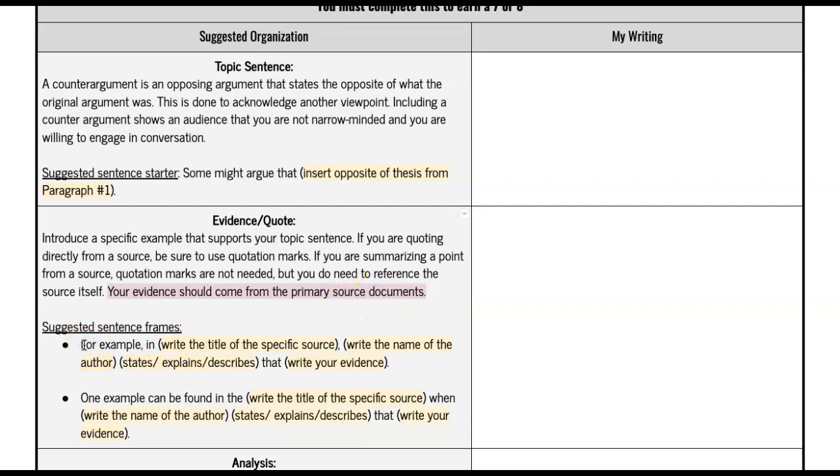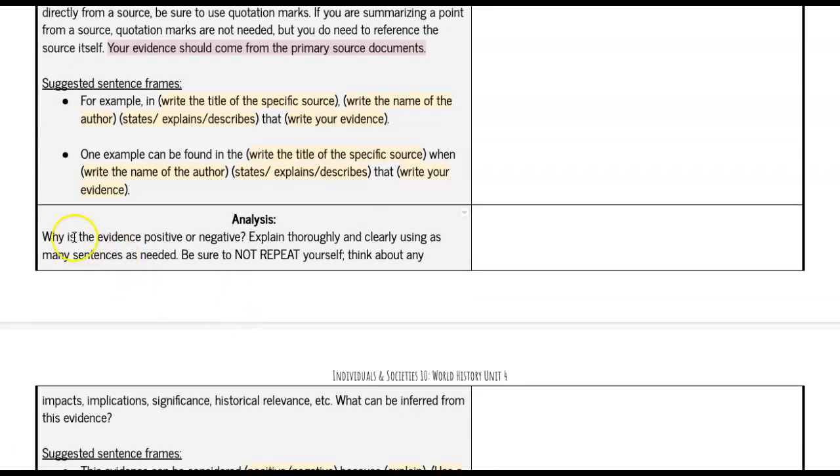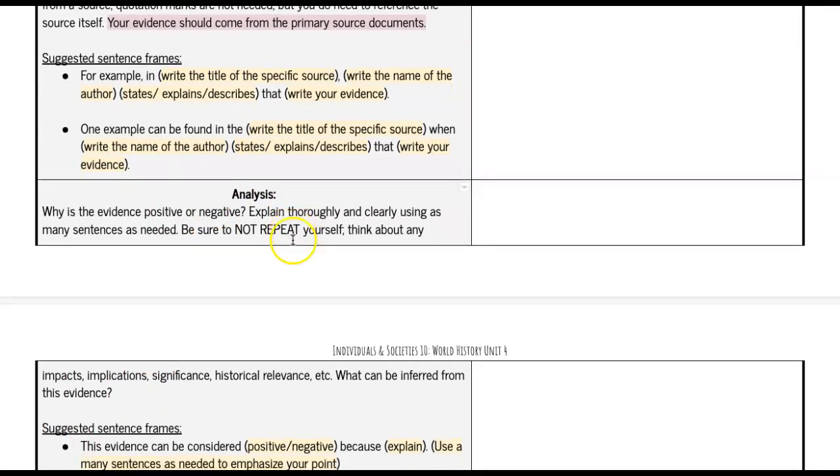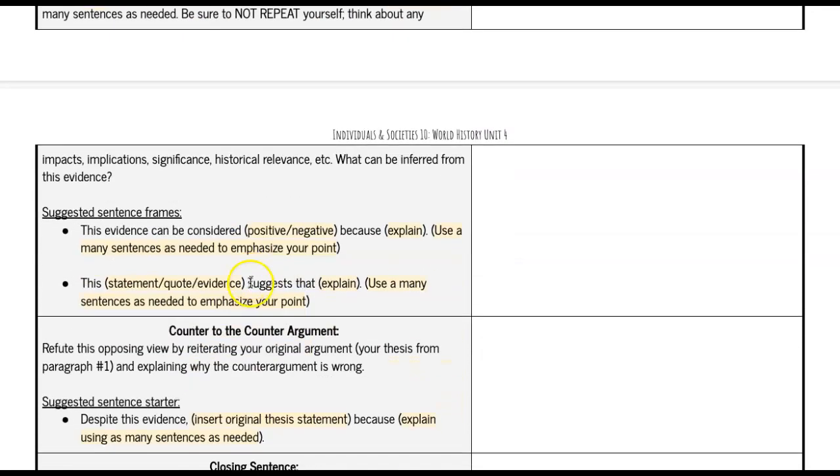You can use these sentence frames. So for example, in the source, and you'll state the source, the author explains or describes that, whatever, and you explain what it is. Your analysis is going to be where you're really arguing kind of the opposite, I suppose. So why is the evidence the opposite of your thesis? Explain clearly, don't repeat yourself. Remember, you're trying to argue the opposite of your original thesis to acknowledge the other side.